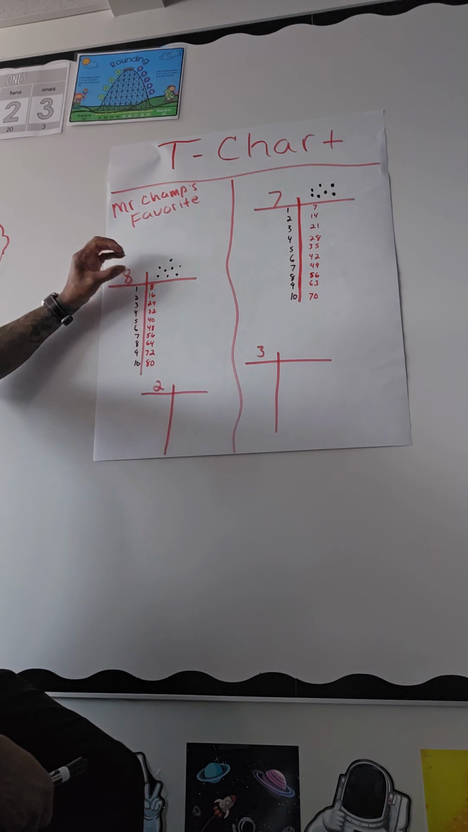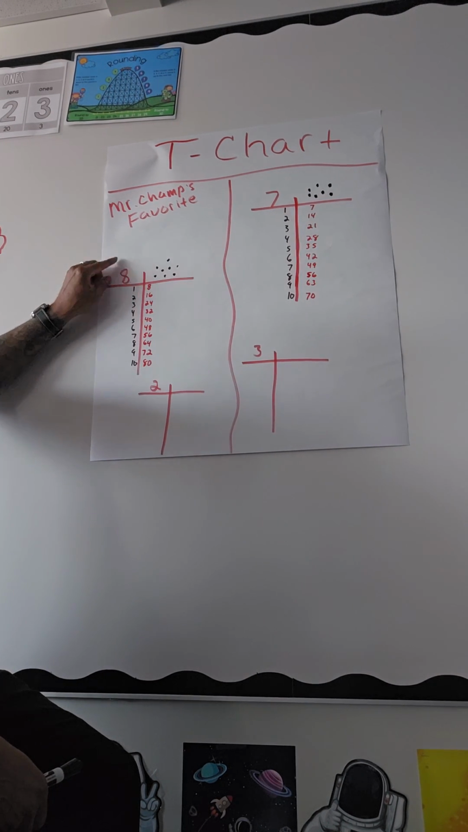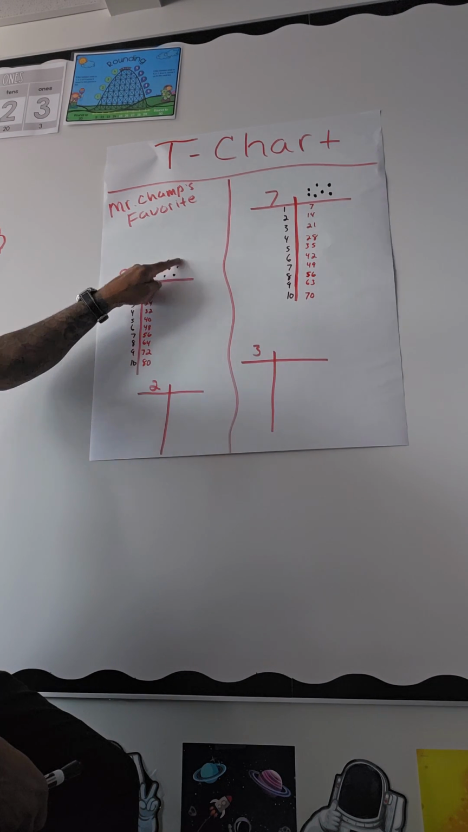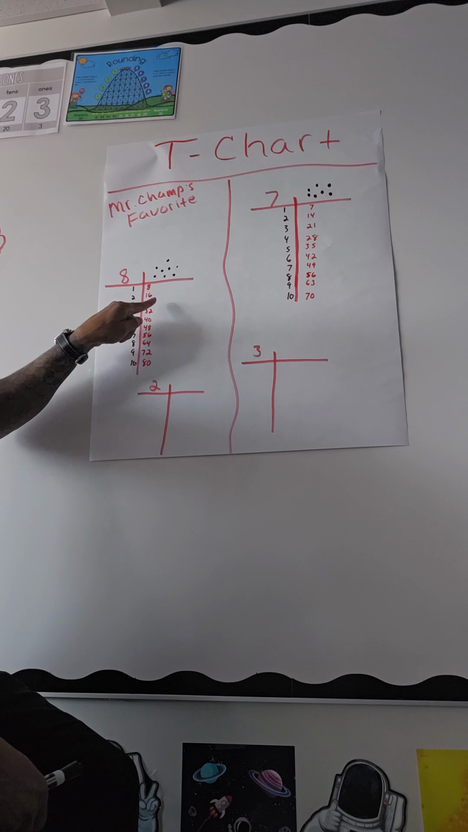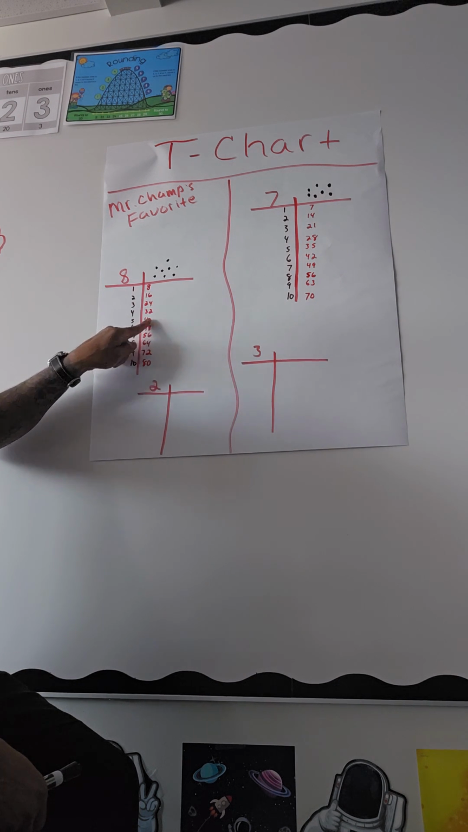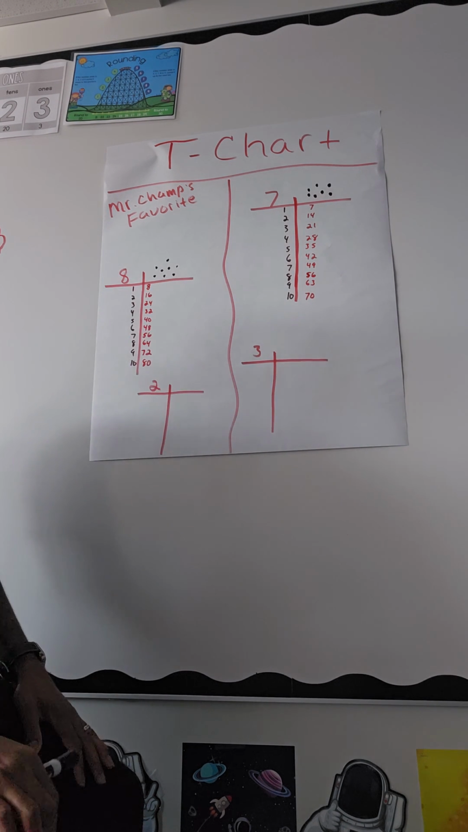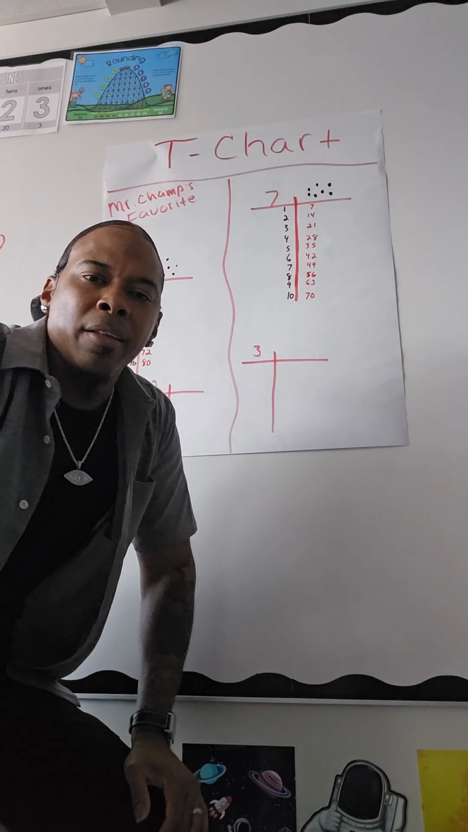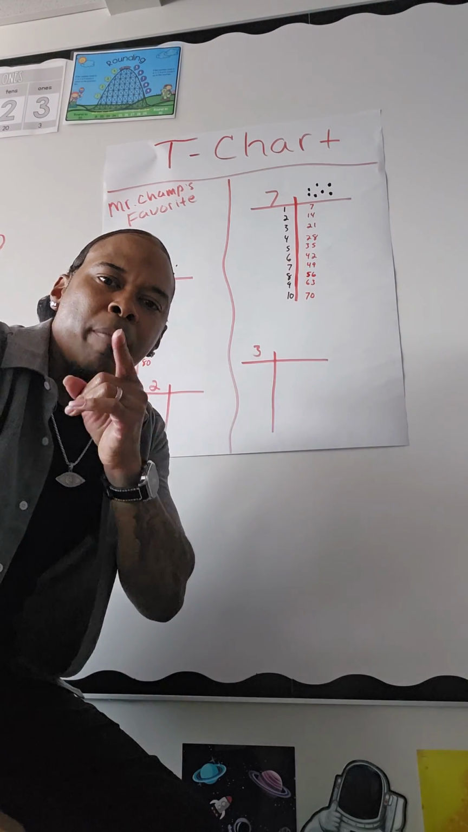Make sure you have your number that you want to multiply. Make sure you have your dots because it's going to help you to count up from each number. And that right there will help anybody be able to solve a math problem.